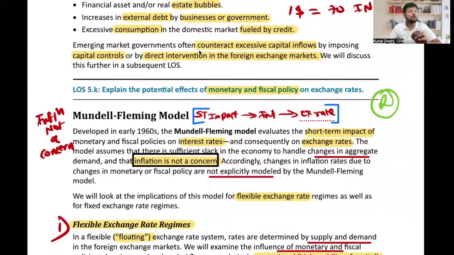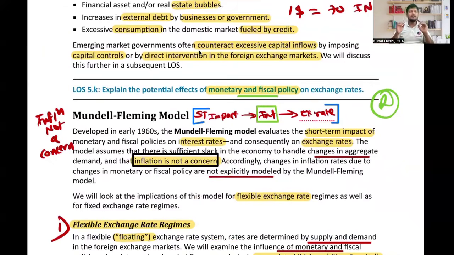Then we went on to understand how different factors affect the currency. This topic was so long. So, monetary and fiscal policy, how they affect the currency. Here we had different approaches. Under the Mundell-Fleming approach, we look at the short-term impact of interest rates on the currency. Are you there with me?